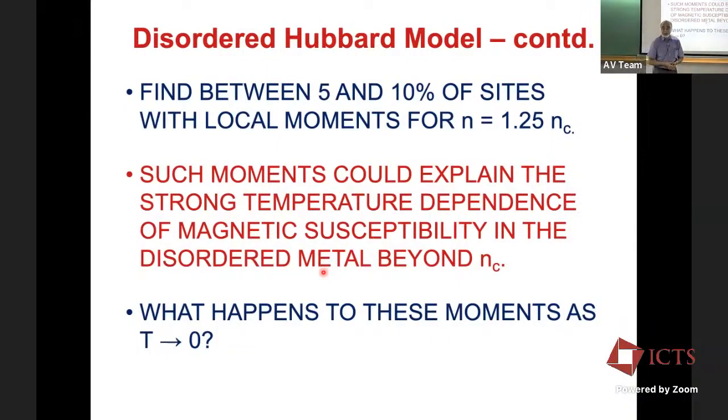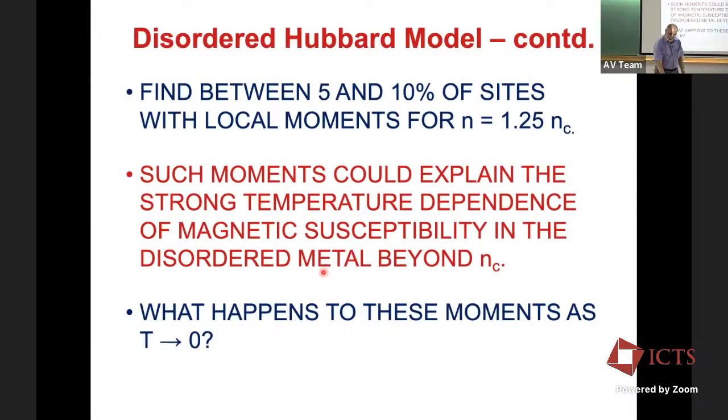But of course, as theorists, what we want to know is what's going to happen when we go to low temperatures. Because generally speaking, when you have a local moment in a metal, it gets screened out at a very low temperature called the Kondo temperature. And is that what's going to happen in this system? That's the question we'd like to know.